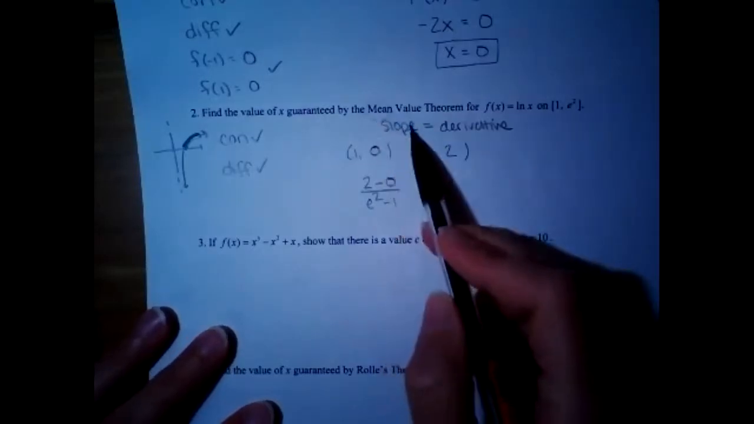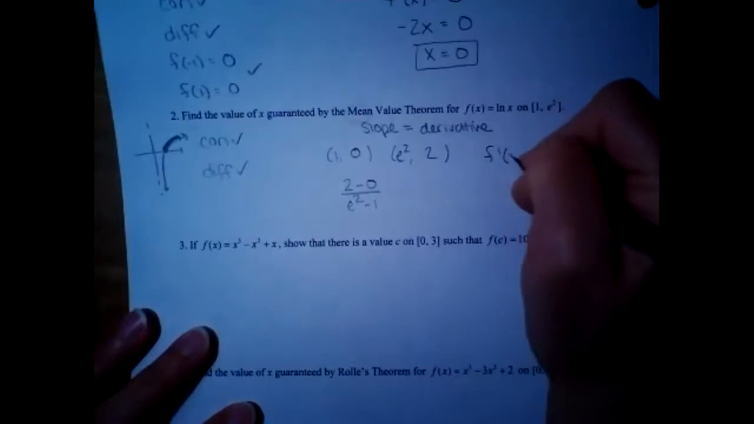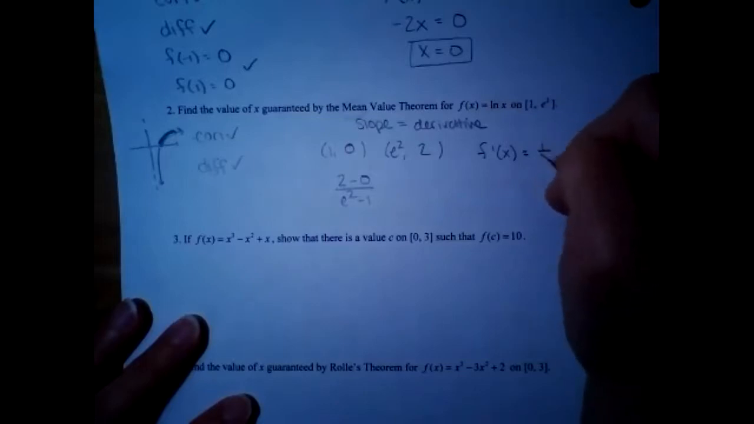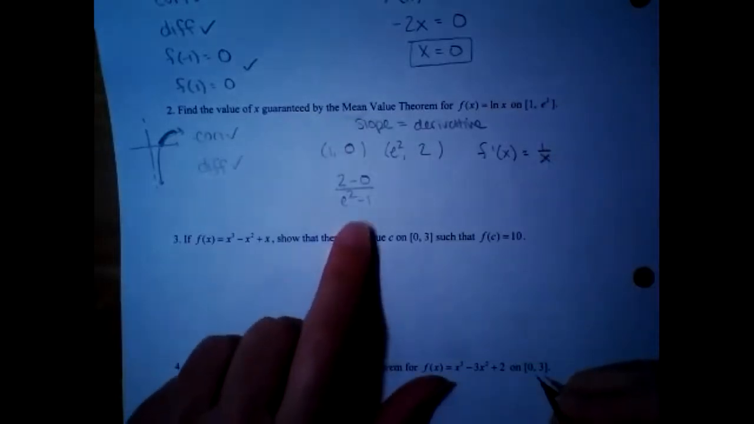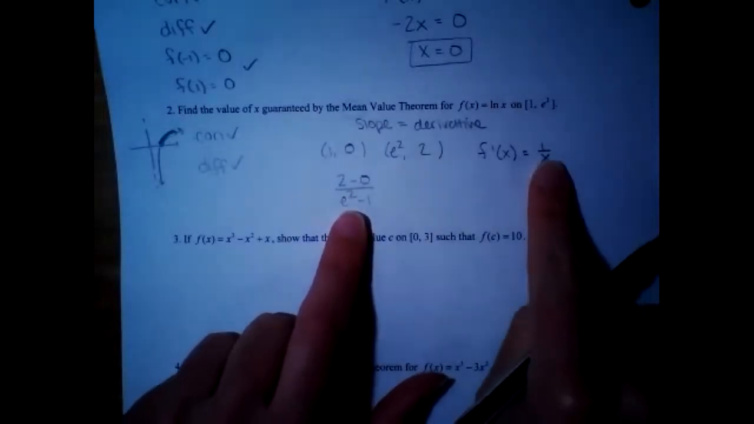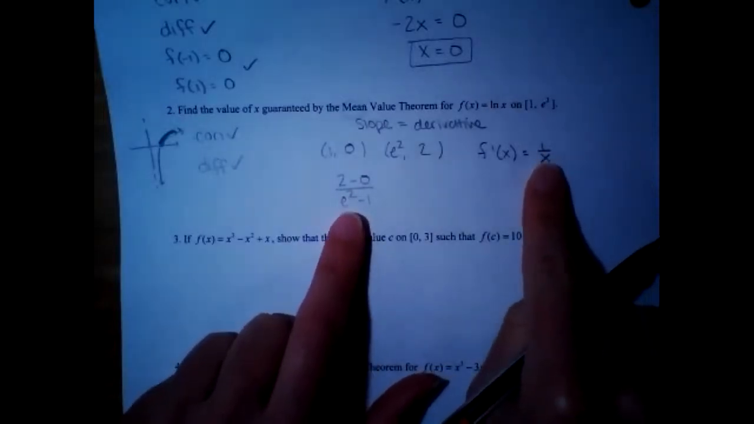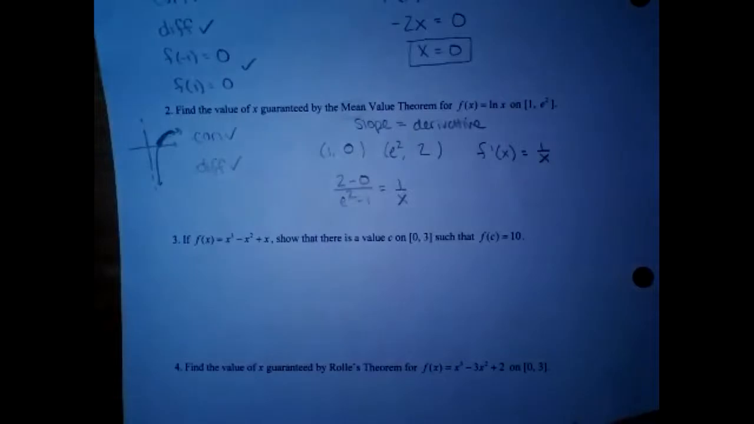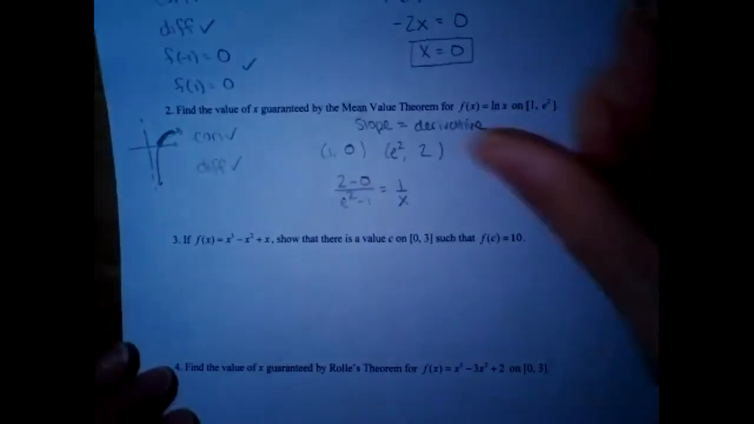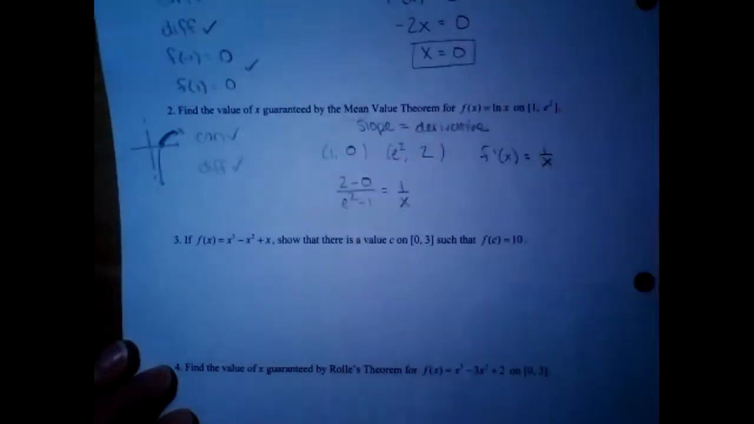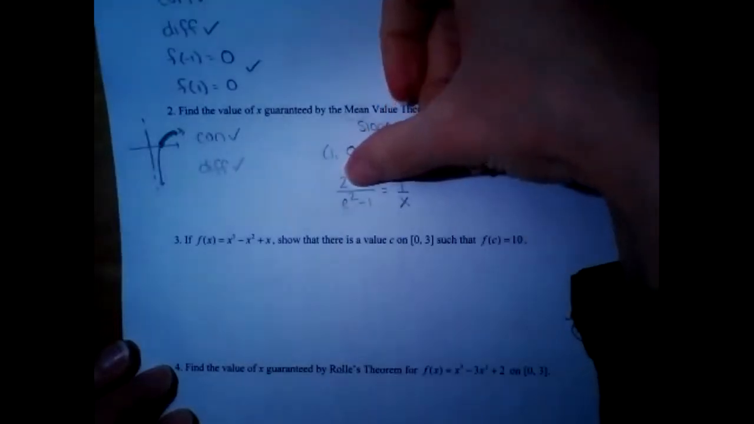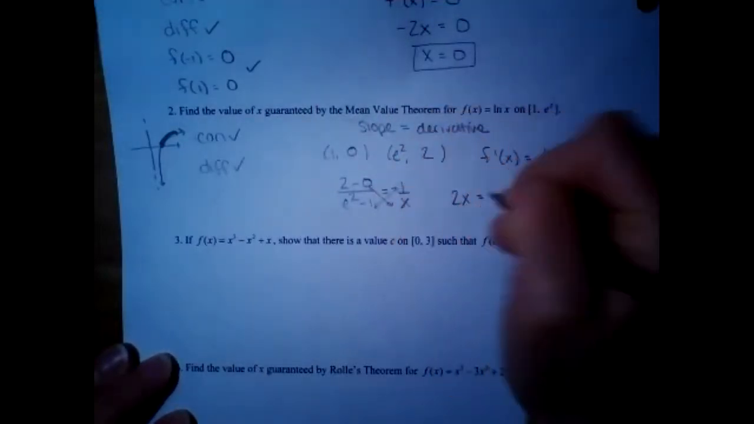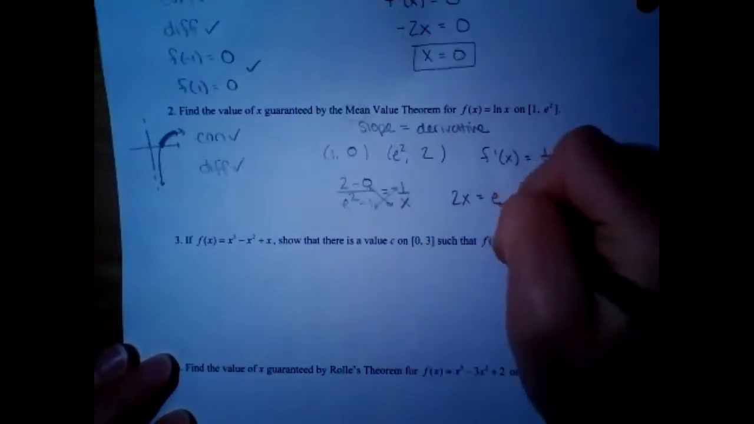So we did that. All right, now we need the derivative. So derivative of ln of x is 1 over x. So this is our slope, this is our derivative. We are just going to set them equal and solve that. And so what I'm going to do is cross multiply. Also, since this is minus 0, we can basically ignore that. So when I cross multiply, I'm going to get 2x equals e squared minus 1.